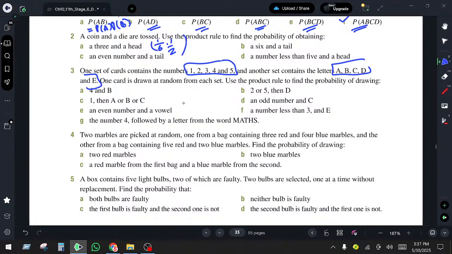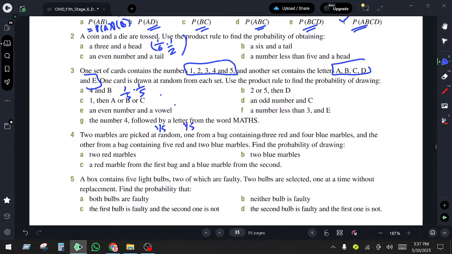One card is drawn at random from each set. वहां से एक कार्ड उठाया, यहाँ से एक कार्ड उठाया। Use the product rule to find the probability. 4 and B: 1 by 5, and this is also 1 by 5. It is the same rule, everything is the product rule. A number followed by a letter; the letters will not be repeated, so do not take repeats. Okay, a number 4 means 1 by 5, 1 by 5, that's it.